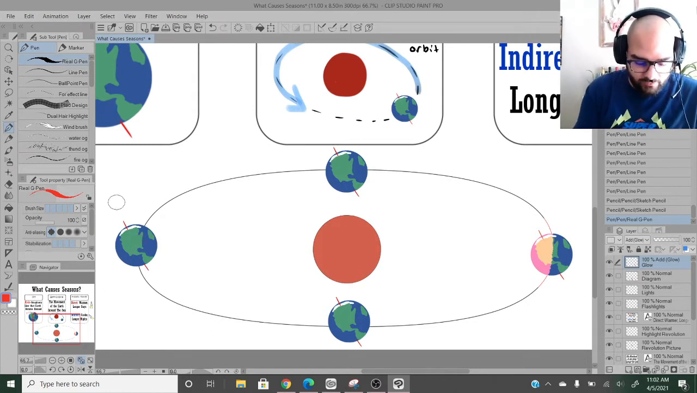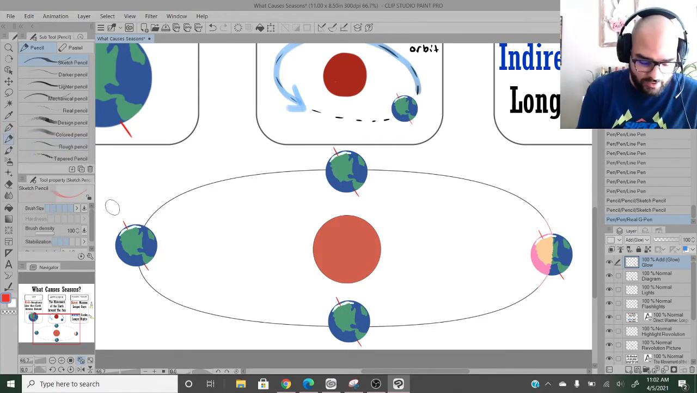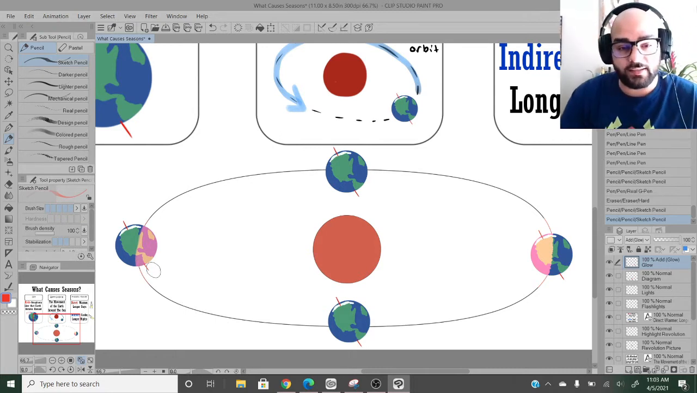Okay, now let's look at this opposite side, all the way across here. The northern hemisphere is right over here on the left side. Now what happens is that the southern hemisphere is receiving most of the direct sunlight, right? So what season would the southern hemisphere be in? Hit pause, think about it, and then unpause to find out the answer. If you said summer, then you're correct.